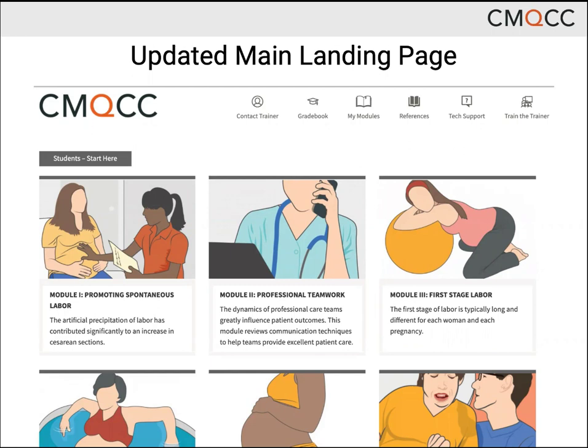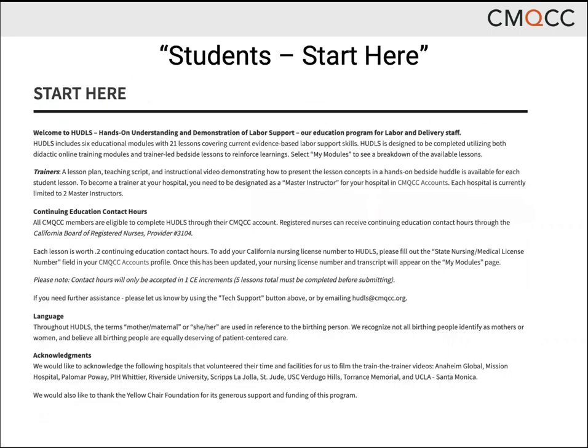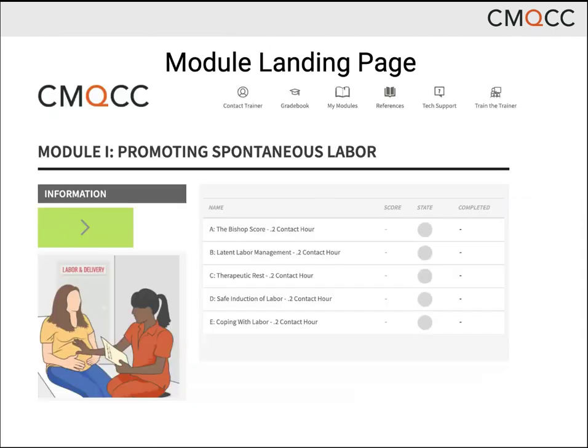A great place to start is clicking on Student Start Here. That's going to give you some information about what HUDLS is, how to access the contact hours, and different acknowledgements associated with the program. This is what the module landing page looks like. When you click on module 1, you can see all of the listed associated lessons below it. In order to access the lesson directly, you just go ahead and click on it.